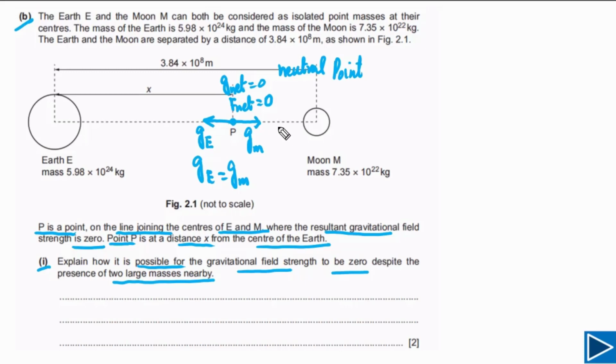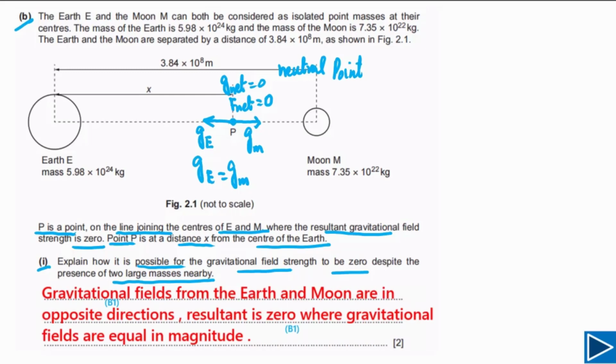Now let's write down the answer for this question. This is how you can write down the answer. Simply mention that the gravitational fields from our planet and from moon are in opposite directions at that point. That's the reason the resultant field is 0, because the fields are equal in magnitude at this point and pointing in opposite directions. This question has 2 marks. The first mark, if you have mentioned opposite directions, you will get 1 mark, and the second mark you will get if you have mentioned they are equal in magnitude at that point. That's the reason the resultant field is 0. This point is also called the neutral point. So P is a neutral point.